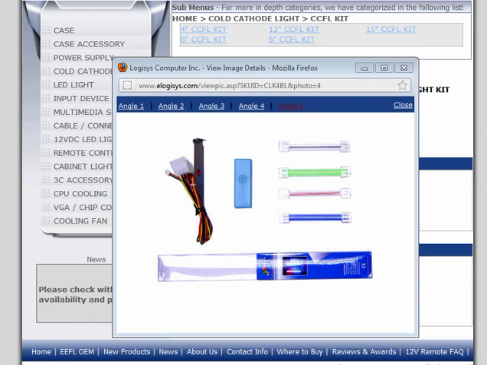Hello again, I'm Rodney Reynolds from 3dgameman.com, and this next Q&A video is about cold cathode kits, but specifically this little module right here. It's an inverter. Now I'm getting ahead of myself.